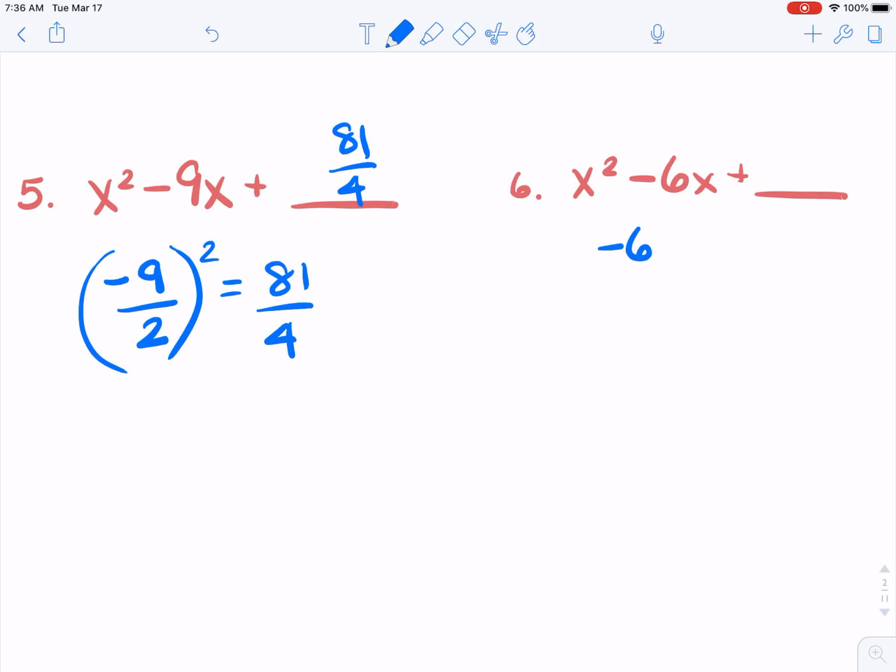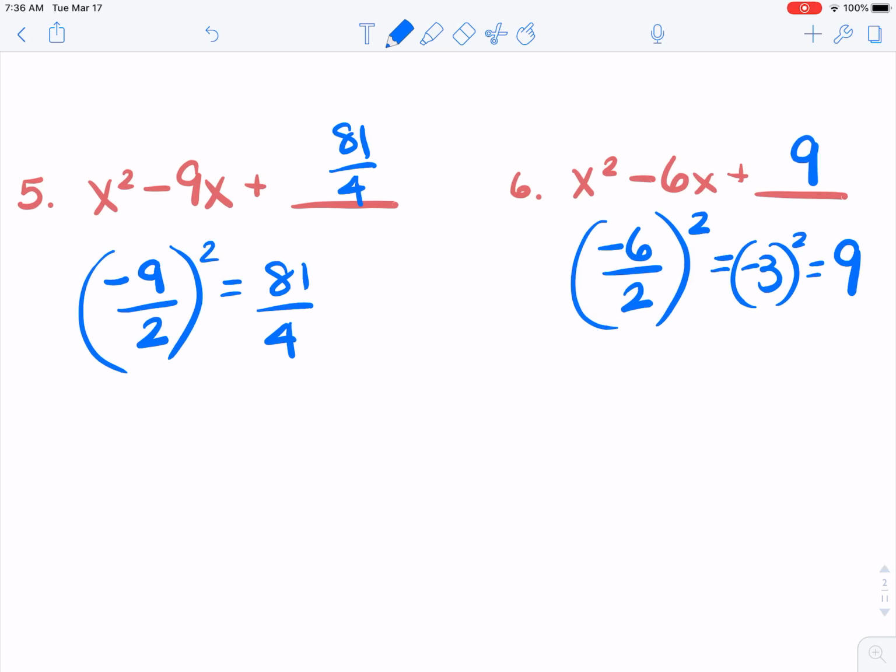Okay, here we have negative 6 divided by 2 squared. This will give me negative 3 squared if you want to see one that's actually negative that's not a fraction, and that would give me positive 9.